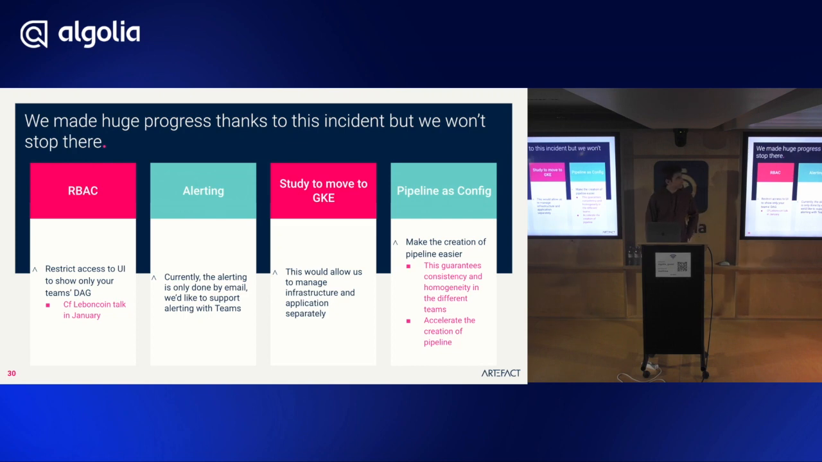And we want to make sure that everything is working pretty much the same for each DAG. So what we want to do is go to what we call pipeline as config. Most of the time, it's retrieving a file in a bucket, loading it in BigQuery, and transforming it. This can be abstracted and created by a config file. This would guarantee consistency and homogeneity everywhere.